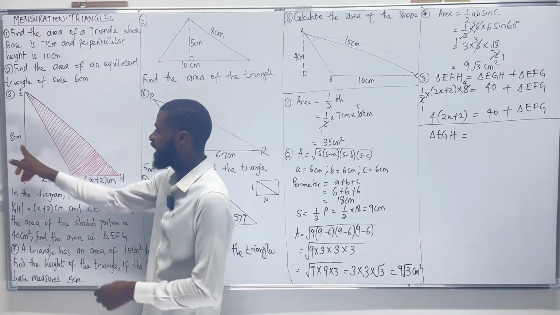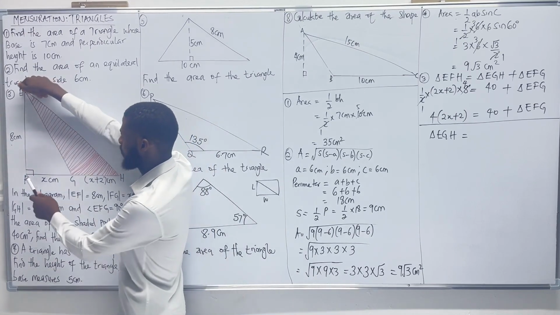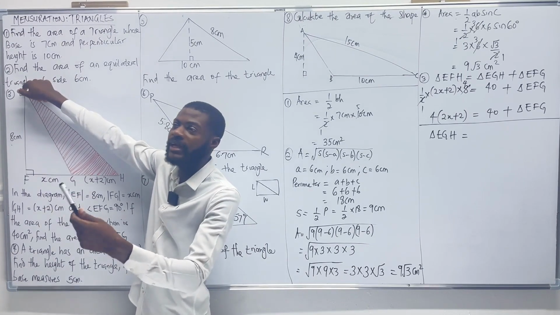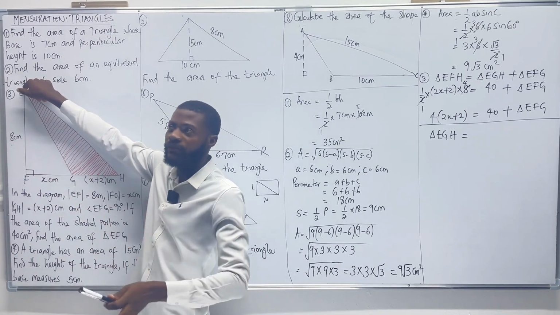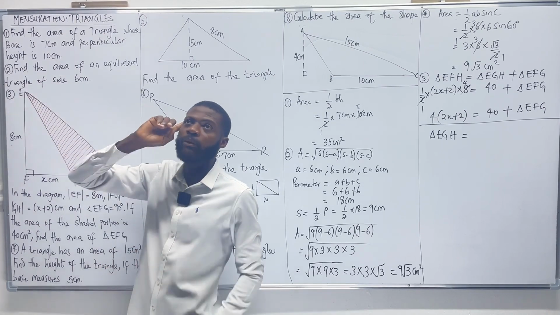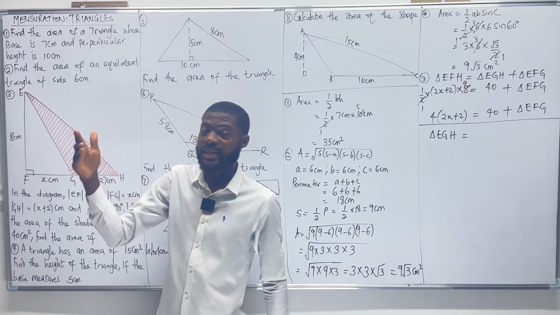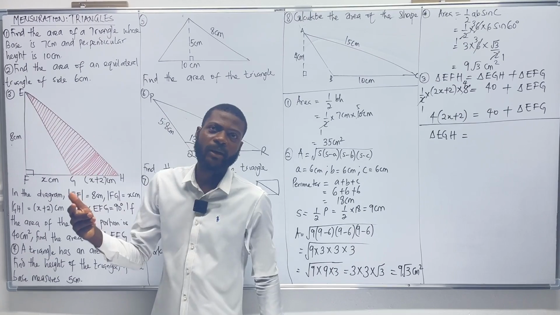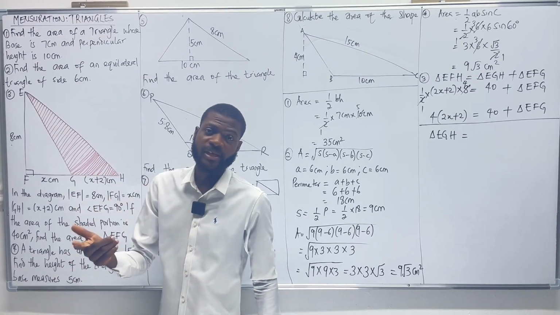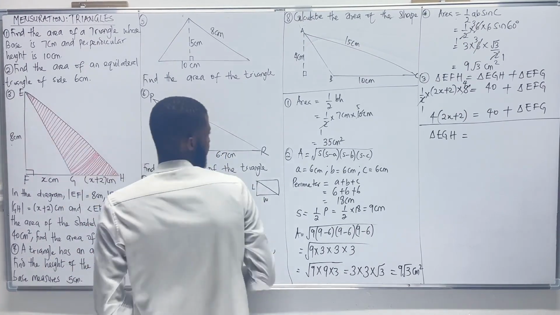But what is the height? The height is 8. Take note that we always use the perpendicular height when finding the area of shapes. The only time we make use of a slanted height is when we're talking about cones, and even for cones, we're talking about the curved surface area or the total surface area. So this very height is 8.